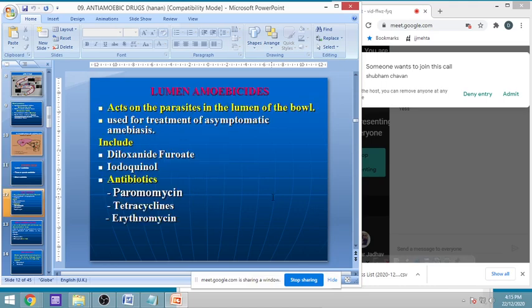These are the drugs. Luminal amoebicides act on the parasites which are present in the lumen of the bowel, the GIT, or the intestine. They are used for the treatment of asymptomatic amoebiasis.